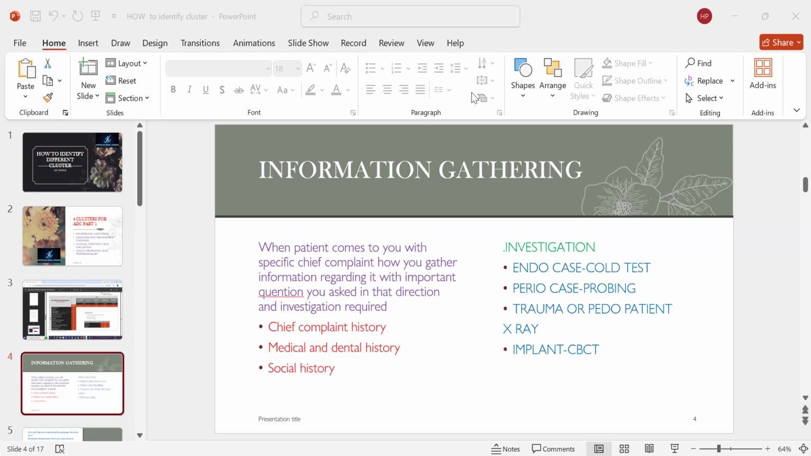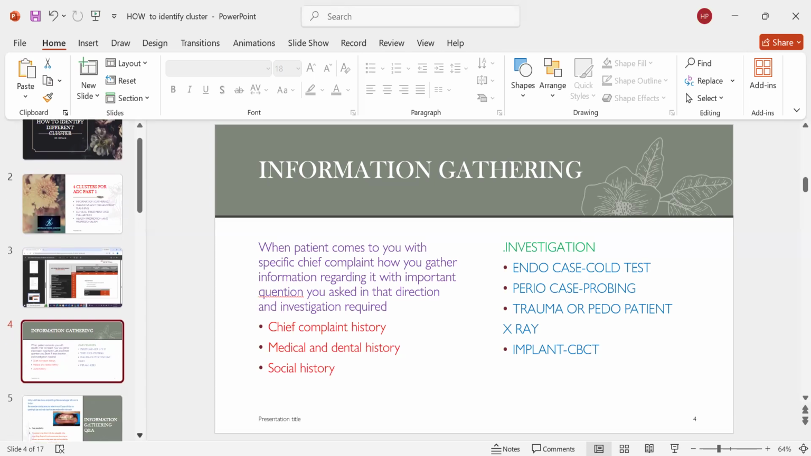Okay. Then there is a trauma and pedo patient. If there is a trauma case or a pedo patient, which X-ray are you going to do? The pedo patient cannot describe the pain in a clear manner. You are not going to do the cold test in the pedo patient. Anyhow, they can't describe which tooth it is. You need to go for the X-ray in the pedo patient. They will ask you which is the best X-ray for the implant. Then it's a CBCT. So try to remember which keyword they are using. We will go through a few SBQs, so that will give you a better idea.